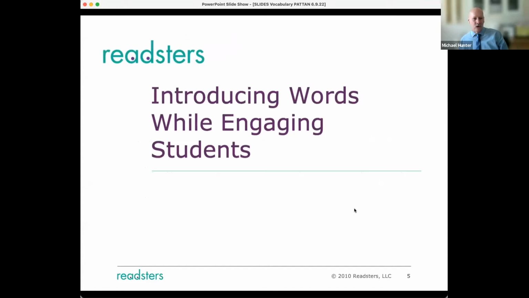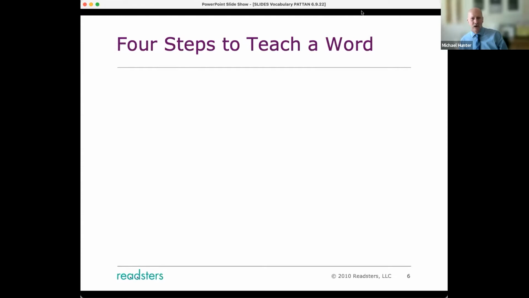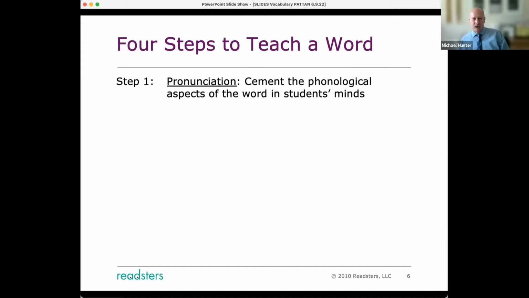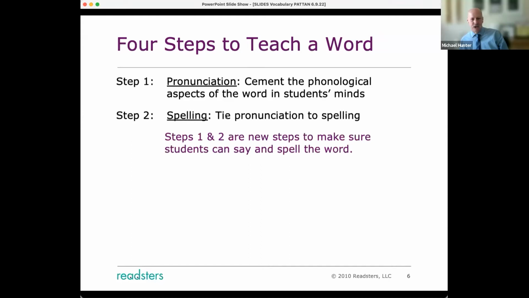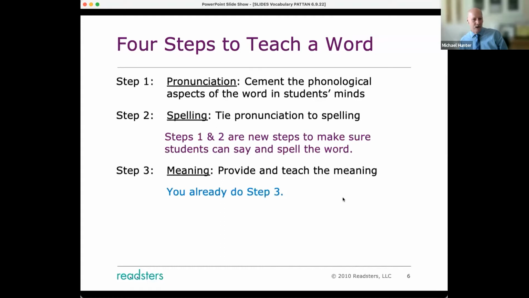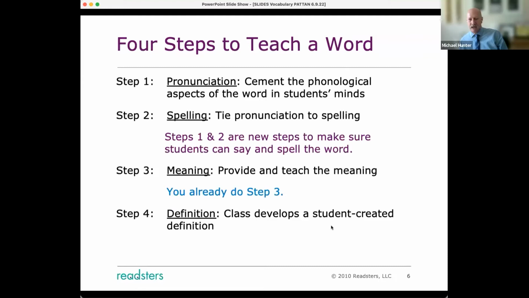Okay. So there are four steps that we use to teach a word. This is what we're going to go through first this morning. Step one is pronunciation. Step two is spelling. And these are the new steps that I want to introduce you to this morning. Step three is meaning, and that's to provide and teach the meaning. And that's the part that I think you guys probably have experience with. And step four is going to be our class developed student created definitions. And this is kind of a synthesis, a wrap up to let you assess whether the students have actually secured meaning for the word, and to help them further refine and develop their understanding of the word.